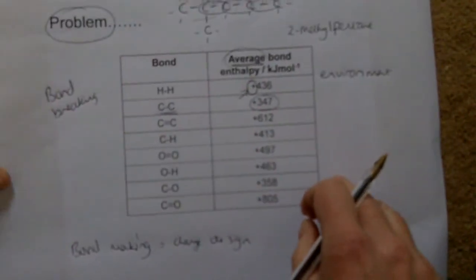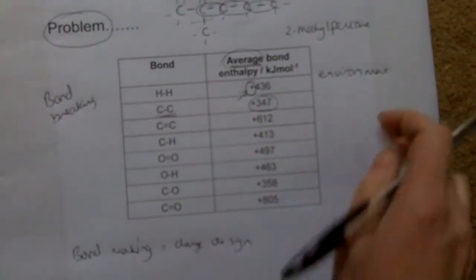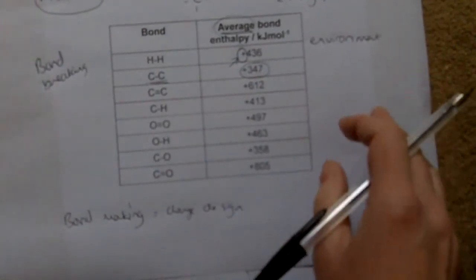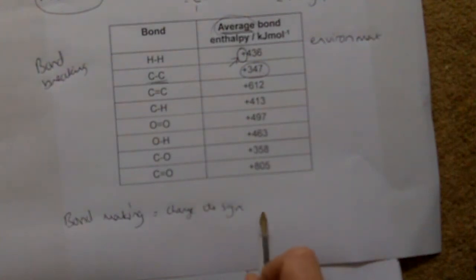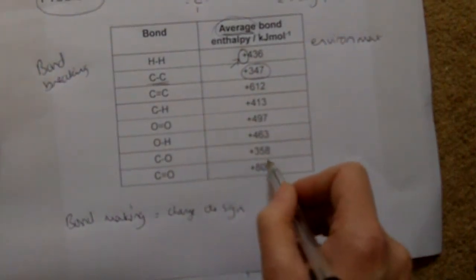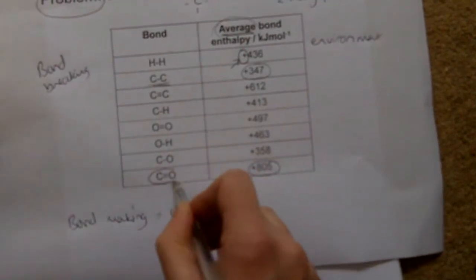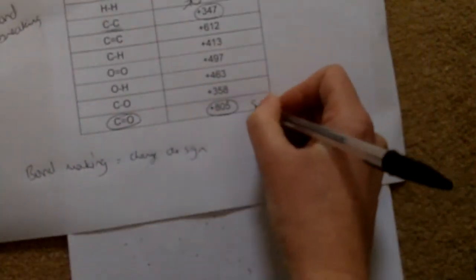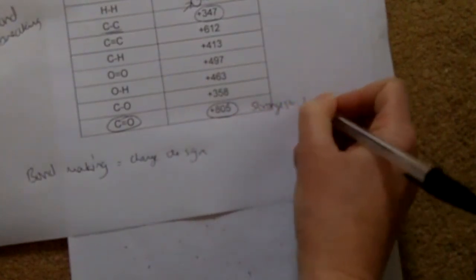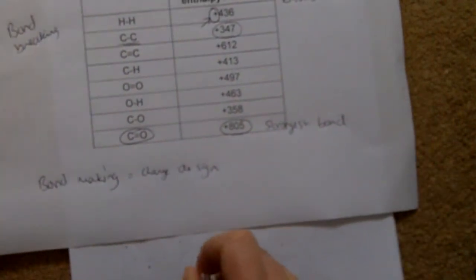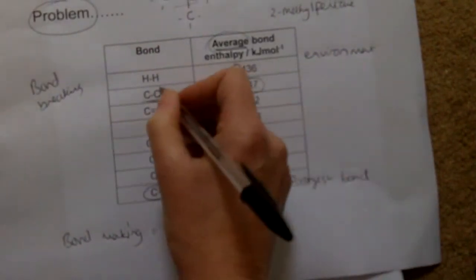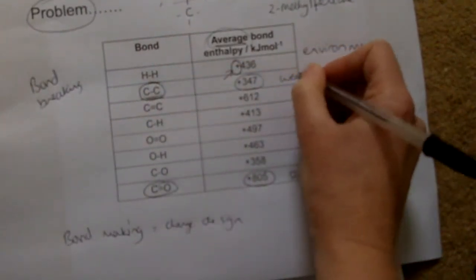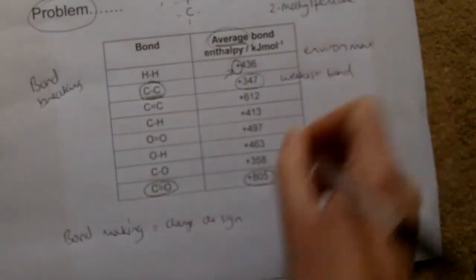And also on this table you should be able to recognize which bond is the strongest bond, which bond needs the most energy to break. So the strongest bond is going to be the bond that needs the most energy to break, which is that. You can see it's a double bond as well. Whereas the weakest bond in this table is this one, because it needs the least energy to break it.